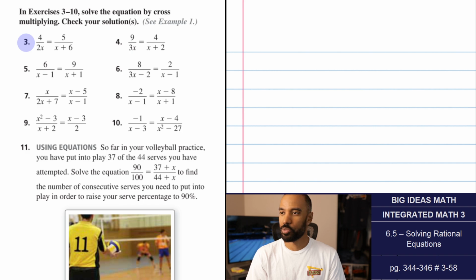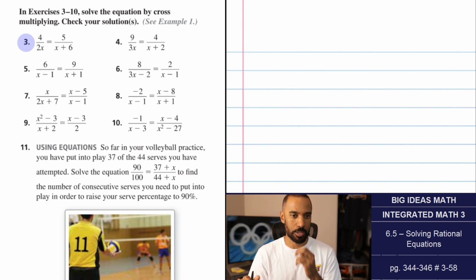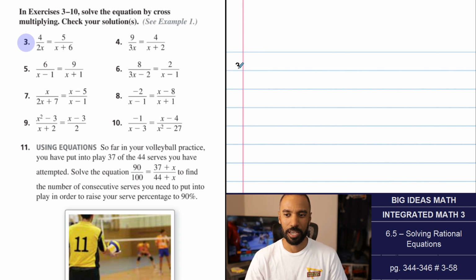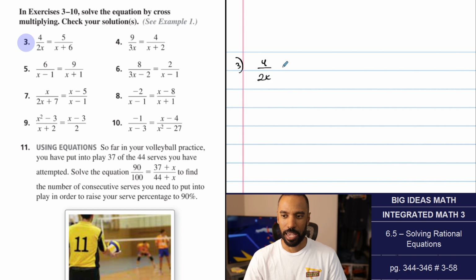In exercises 3 through 10, solve the equation by cross-multiplying. Check your solutions. I always thought cross-multiplying was hyphenated. I was going to say that earlier on, but now it's really sticking out to me. I ignored it, and it came back.